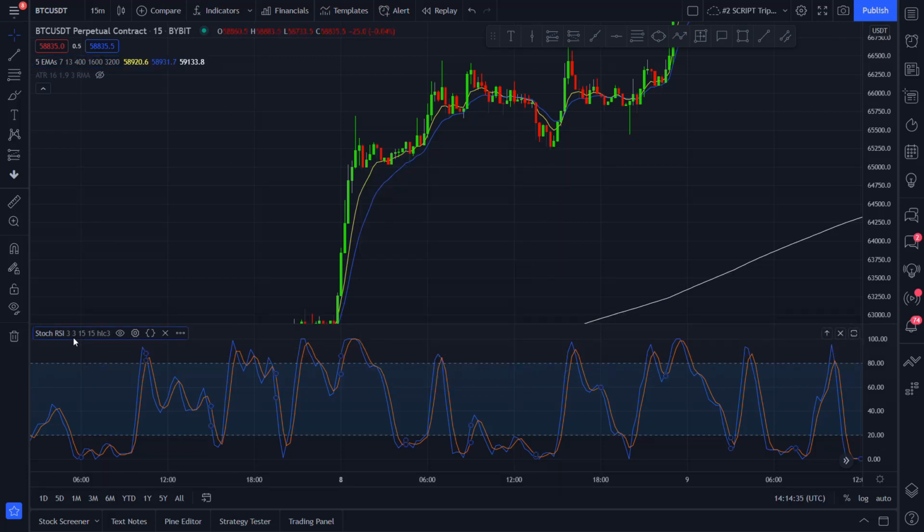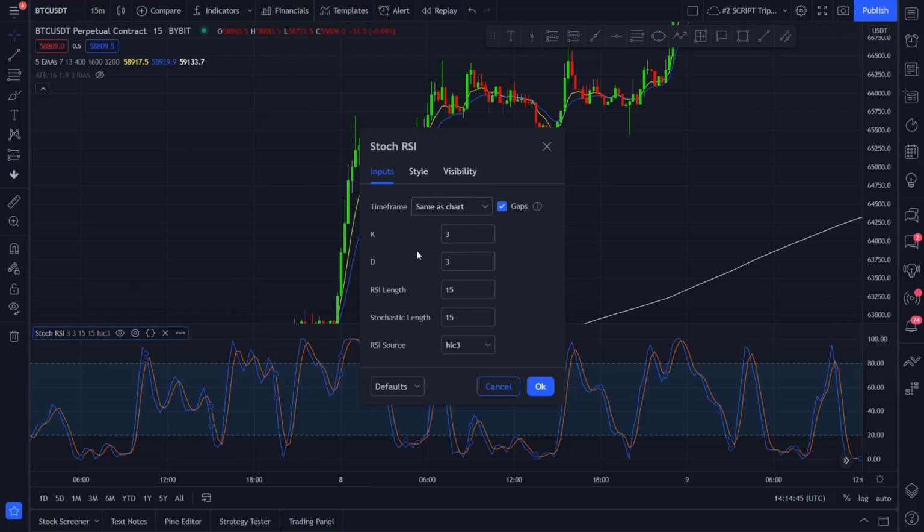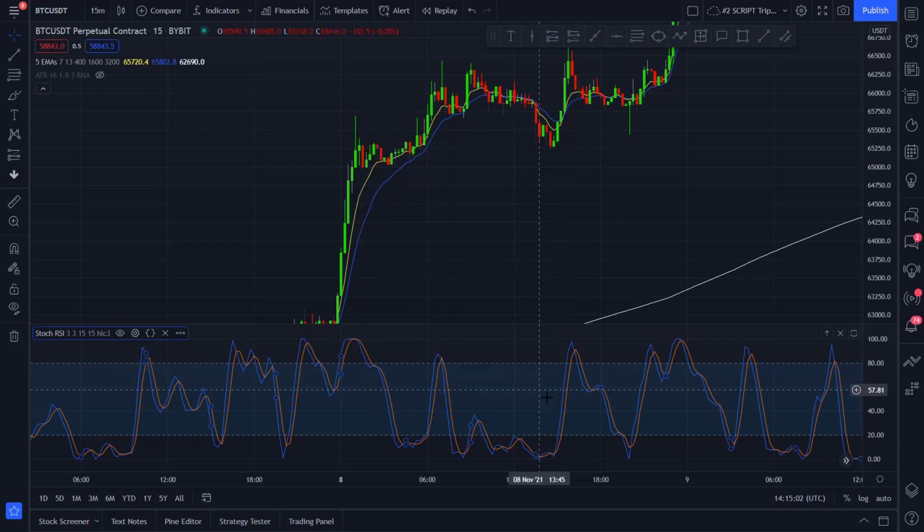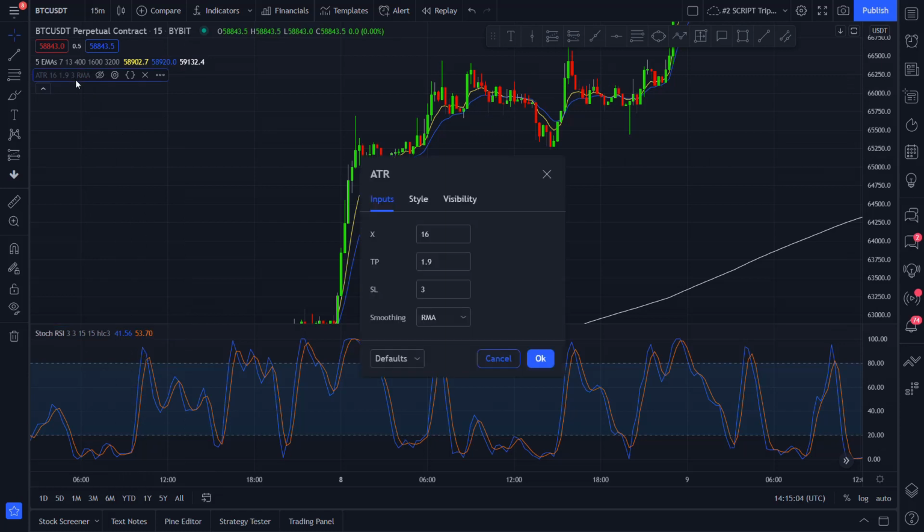Now go into the stochastic RSI. At the stochastic settings, you're going to use a 3K and a 3D line. For the RSI length, we are going to use 15 and the stochastic length 15 again. And the source is going to be high-low-close/3. For the NNFX ATR, the take profit is going to be 1.9, the stop loss is going to be 3, the period is going to be 16, and the smoothing is going to be RMA.